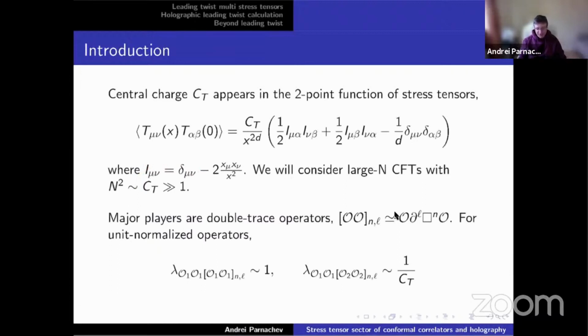So now in these large N CFTs, major players are so-called double trace operators. So if you have two primary operators O, you can make a double trace operator out of them by roughly inserting a bunch of derivatives in the middle. And for unit normalized operators, the OPE coefficients of operators O1 with a double trace operator made out of the same operators scales like 1, and OPE coefficients of O1s with O2, O2 scales like 1 over C_T.